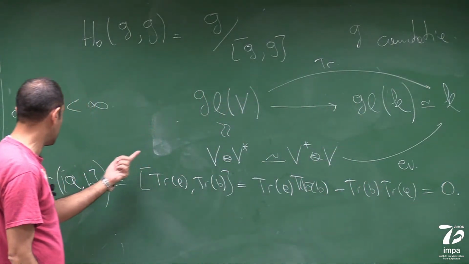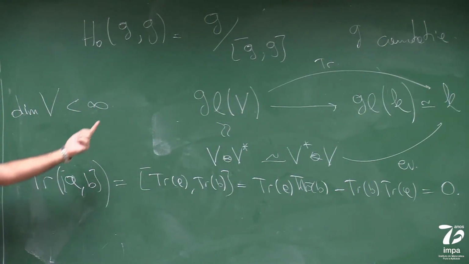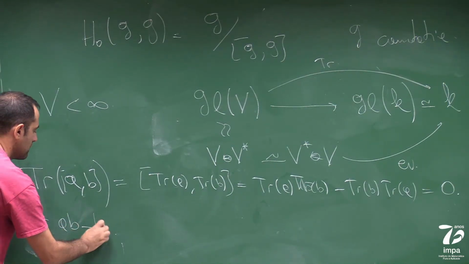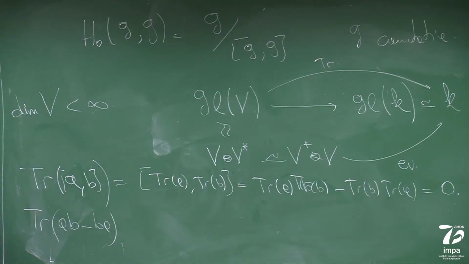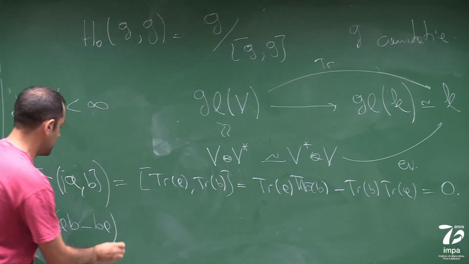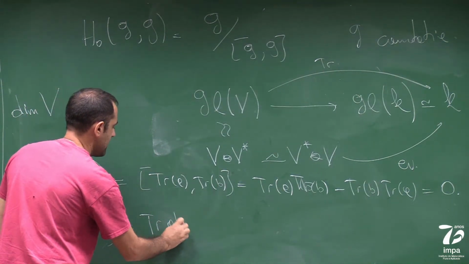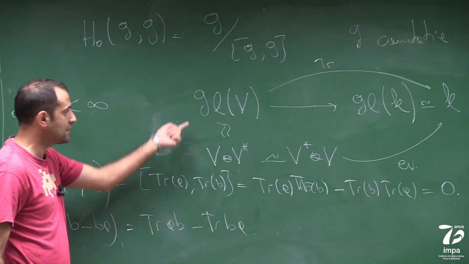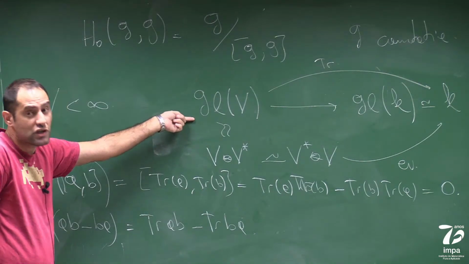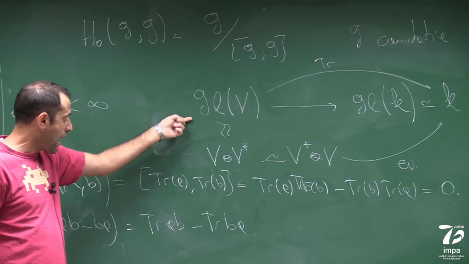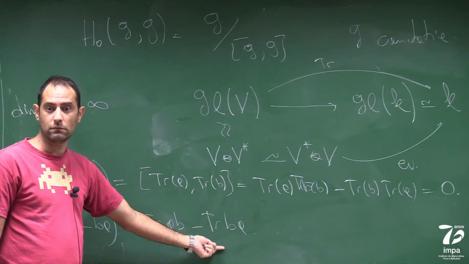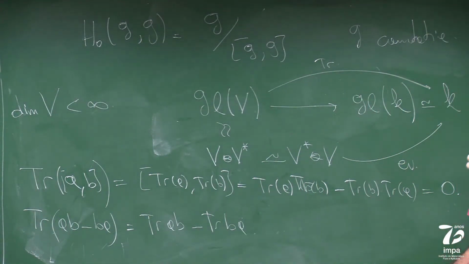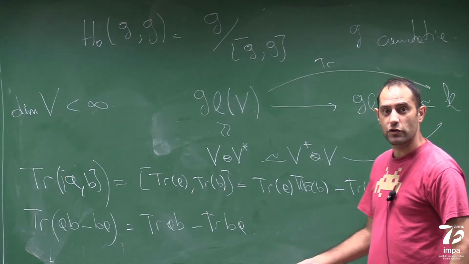So for this to be well defined, I need, and this on the other hand is in GLV. So this is the trace of AB minus BA. And this map was linear. So this is the same thing as the trace of AB minus the trace of BA. So the fact that this is a Lie algebra representation is non-trivial. It requires that the trace is symmetric. Okay? And the trace is symmetric. I'll let you check why the trace is symmetric.